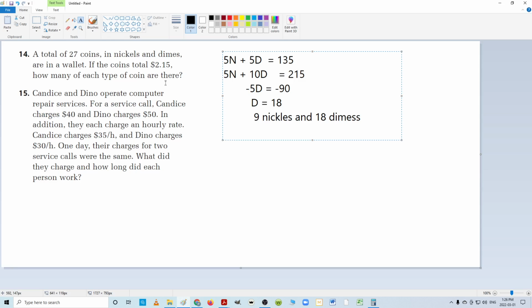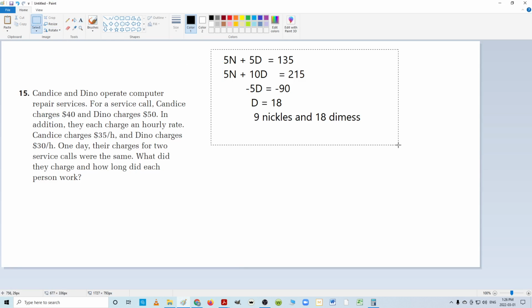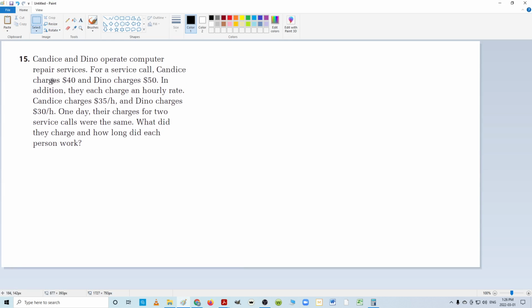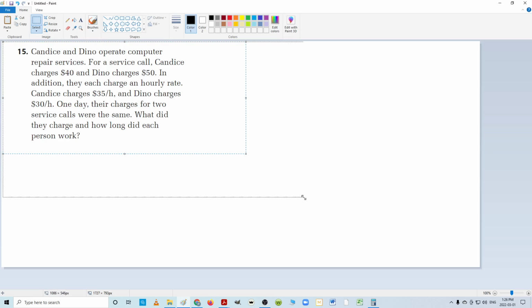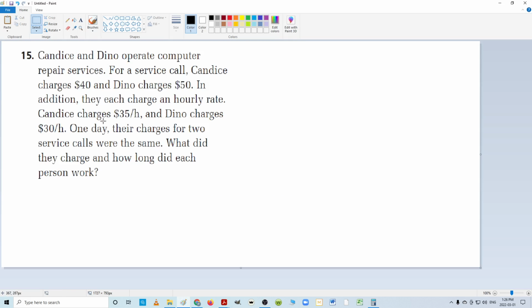So you can see it's the same method as we've been doing. And when you're in a section of a chapter, just realize, okay, whatever techniques I learned in this chapter are the ones they're going to want to see. So they operate a computer repair service. For a service call, Candace charges 40, Dino charges 50. So Dino's more expensive. In addition, they each charge an hourly rate.